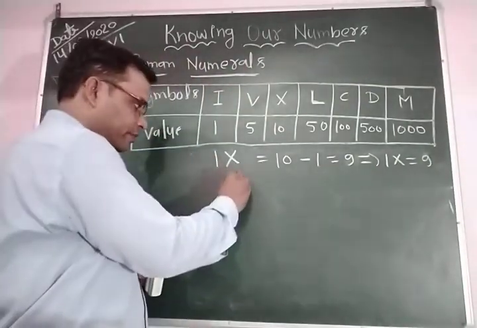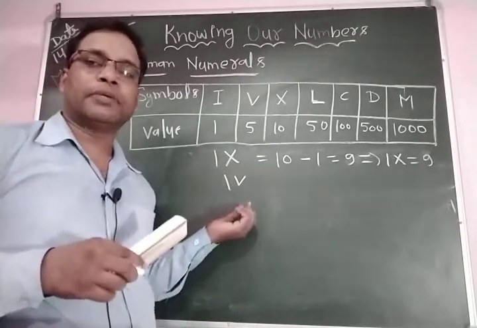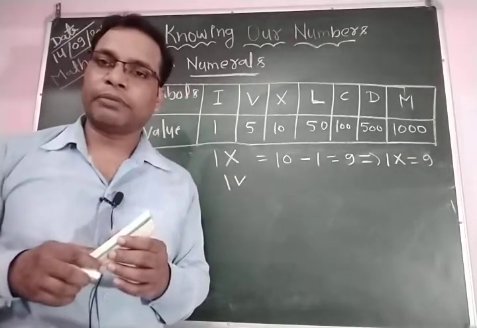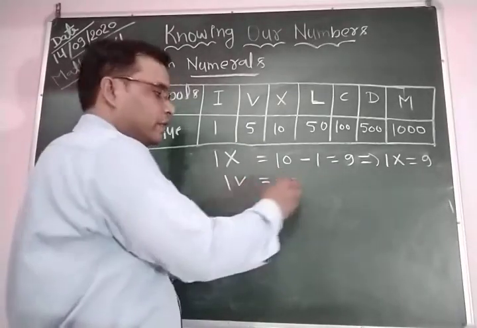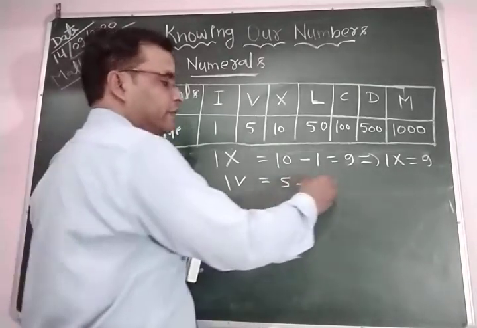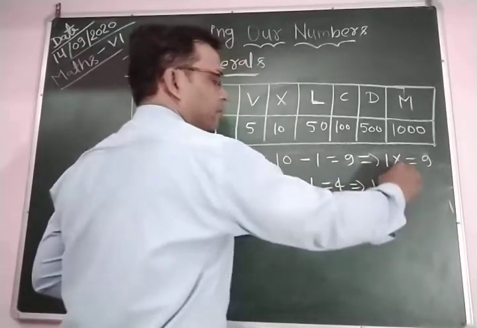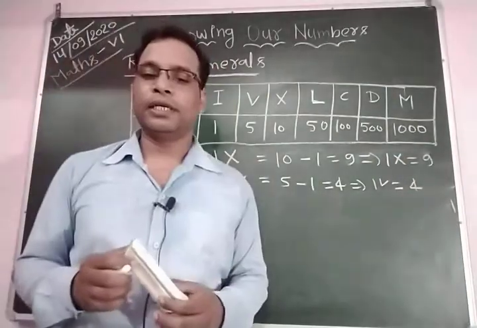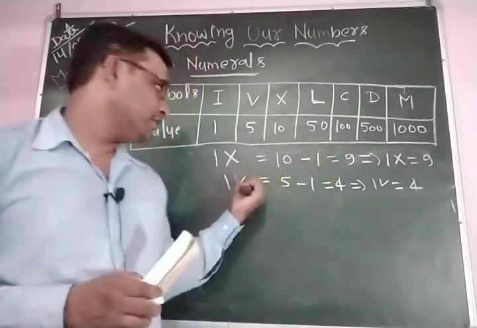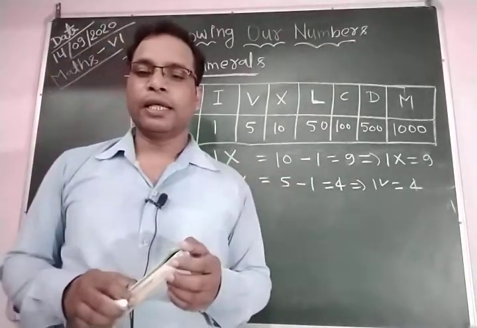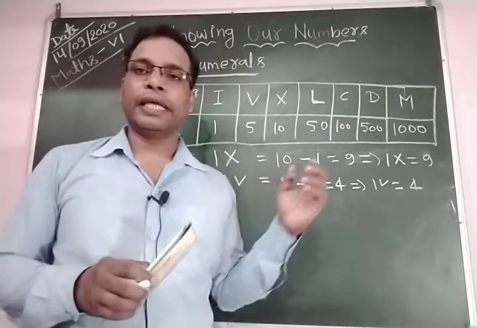In the same way, you can write IV. Here you can see the symbol of smaller value is written to the left of the symbol of greater value, then the symbol of smaller value is subtracted from the symbol of greater value. The symbol of greater value is 5 and the symbol of smaller value is 1. So 1 is subtracted from 5, then we obtain 4. So IV represents 4, but IX represents 9. I can be subtracted only from V and X, and X is subtracted from L and C.